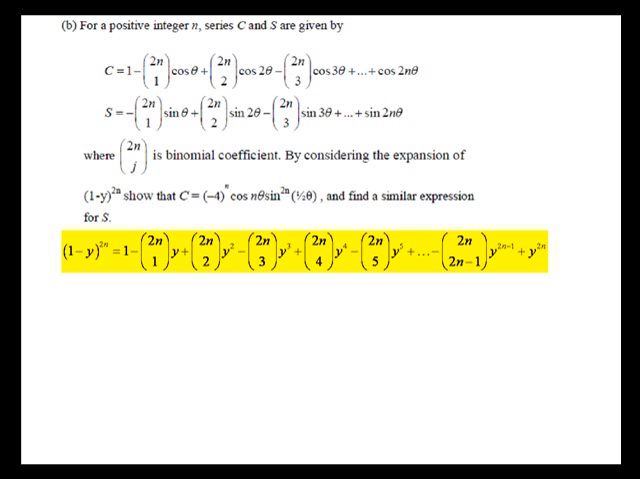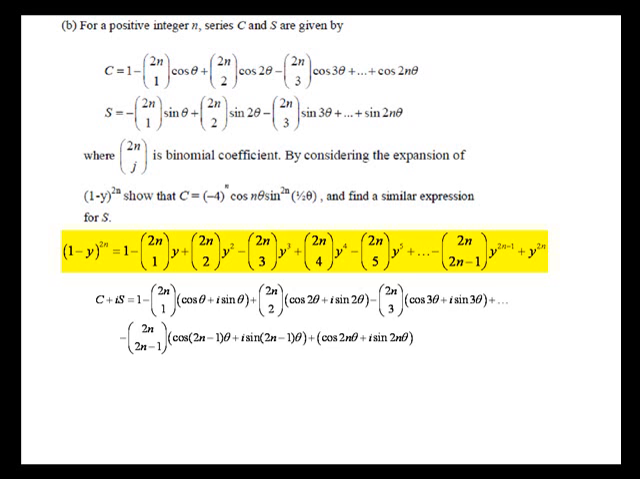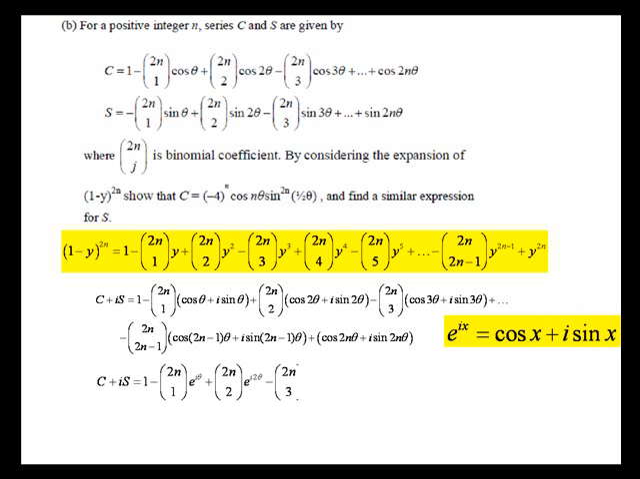The next step is, again, relying on our understanding of Euler's theorem. We're going to compute c plus is. The reason for that is if you look at the cos and sine terms in the c and s expressions, they pair up. And now we have cos theta plus i sine theta, cos 2 theta plus i sine 2 theta, and so on and so forth. Those terms we can use Euler's theorem on once more to get c plus is is equal to 1 minus 2n choose 1 e to the i theta, 2n choose 2 e to the 2 i theta, and so on and so forth.